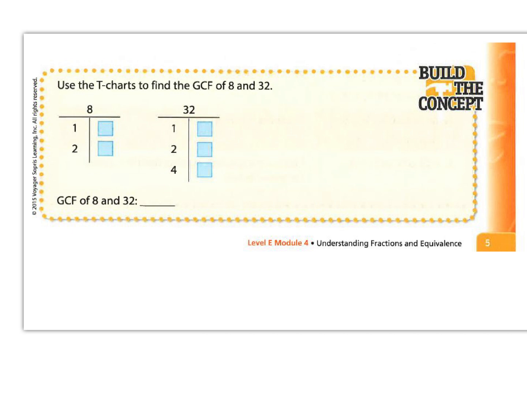Okay, so now we're going to use T-charts to find the greatest common factor of 8 and 32. So we know 1 times 8 and then 2 times 4, so those are the factors for 8. 1 times 32, 2 times 16, and then 4 times 8. Those are all the factors for 32. Well, we can see pretty quickly that they have 1, 2, 1 and 2, and then 4, and then also 8. Well, 8 is the greatest one that they have in common. So we would say the greatest common factor of 8 and 32 is 8.